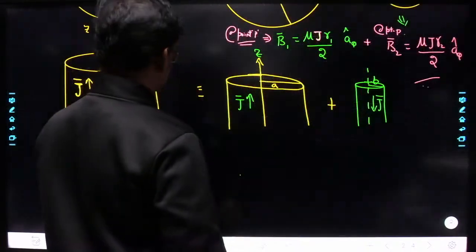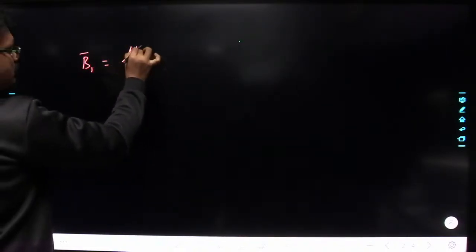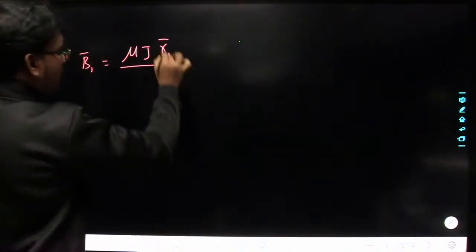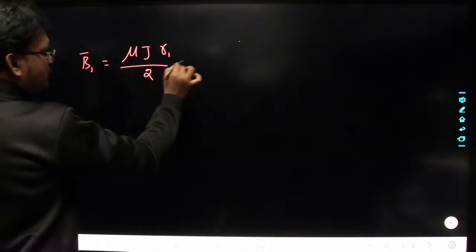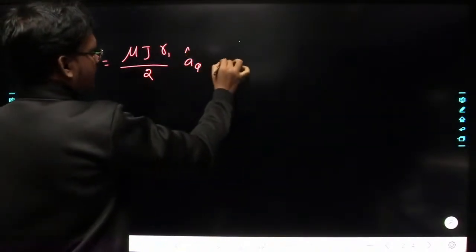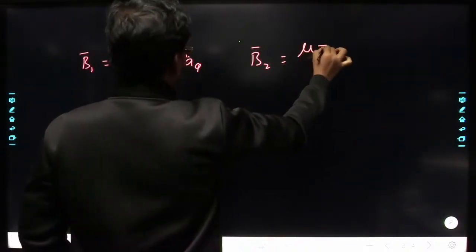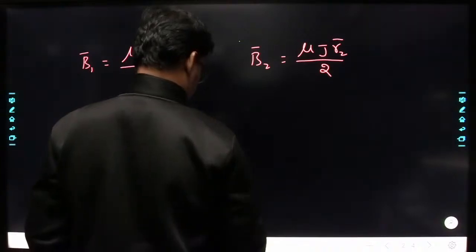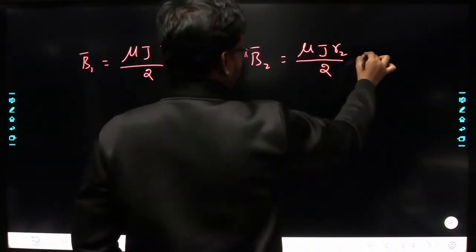Okay, so B1 bar is equal to mu J R1 bar by 2 A5 cap, and B2 bar is equal to what? Mu J R2 bar by 2 A5 cap.